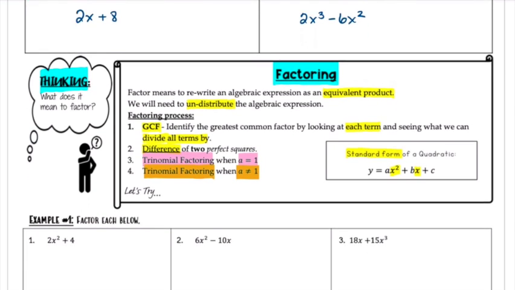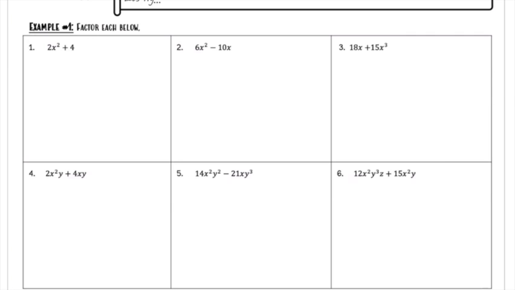So let's look at example number 1. We want to factor each below. I have to make sure I have my problem written in standard form, which I do. The next thing I am going to determine is, do I have a GCF? That is the first question I ask myself when they ask me to factor. Can I divide both these terms by a common factor? And my answer is yes. My GCF here would be a value of 2.